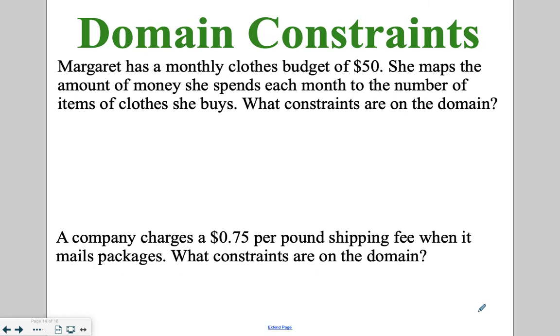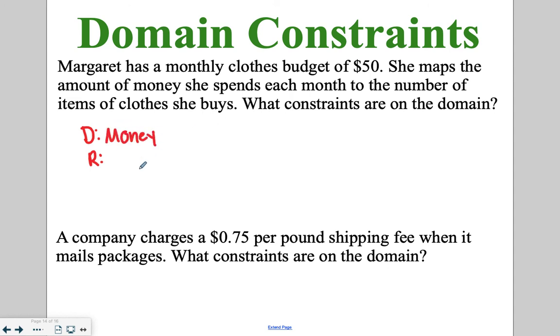Last thing we're going to do is talk about specific constraints that might happen with the domain. So for the first example, Margaret has a monthly clothes budget of $50. She maps the amount of money she spends each month to the number of items she can buy. What are the constraints on the domain? So first we've got to figure out what the domain and the range are. In this case, what is the thing that is causing things to happen? That's going to be the money.